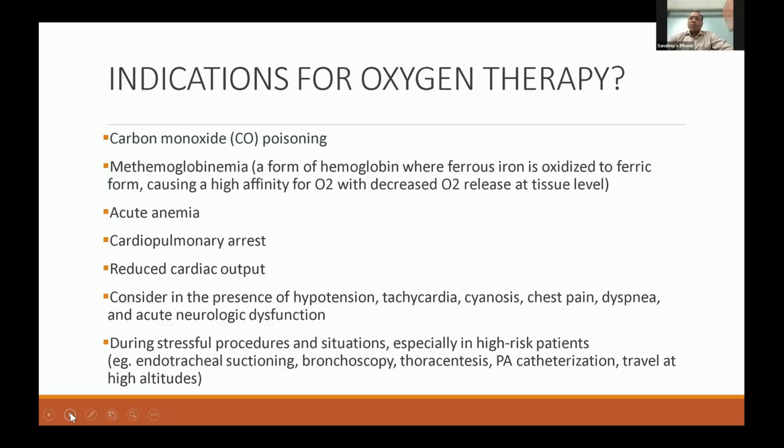Severe anemias, cardiopulmonary arrest, and patients who have hypotension, cyanosis, chest pain, or some other kind of neurological dysfunction: you can definitely think of starting oxygen therapy. In some situations, like very stressful procedures, specifically in high-risk patients, such as when you are going to do endotracheal suctioning, bronchoscopy, thoracentesis, where there are chances that you are going to give them sedatives, analgesics, some kind of anesthesia, for prevention of hypoxemia, you can start oxygen therapy. Next, please.